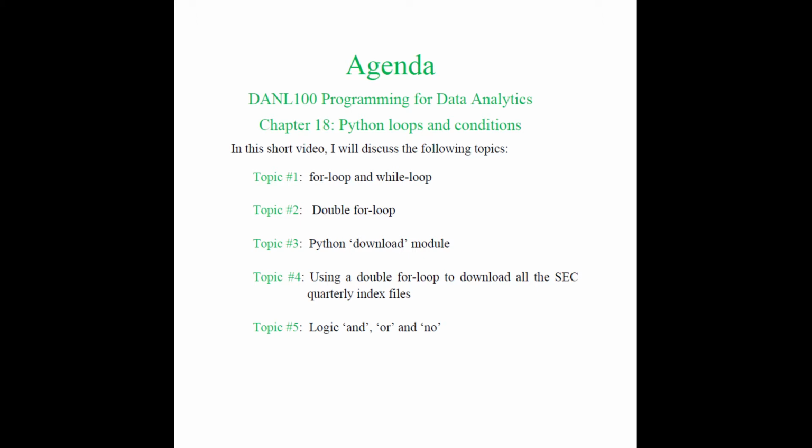Topic number 1, for loop and while loop. I'm going to compare R with Python. Topic number 2, double for loop. Topic number 3, Python download module. The name of the module is called download. Topic number 4, using a double for loop to download all the SEC quarterly index file, zip file. Topic number 5, logic AND, logic OR, and logic NOT.